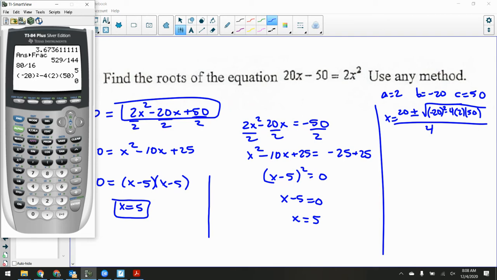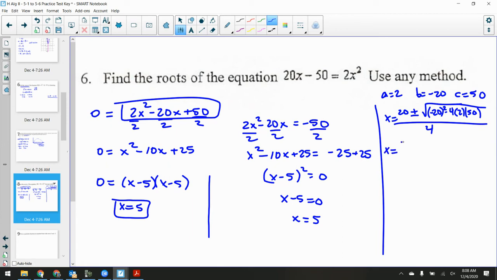Okay, so that means I've got x equals 20 plus or minus 0 over 4. Well, that's just 20 over 4, which is just 5. Yeah. How would that be plus or minus 5? The plus or minus goes on the 0.